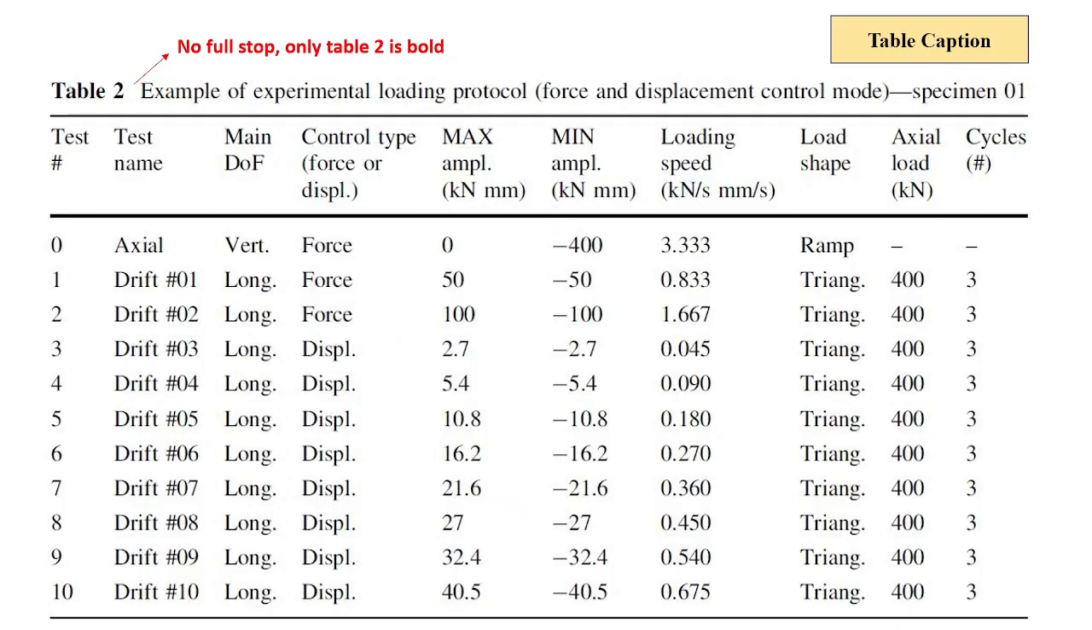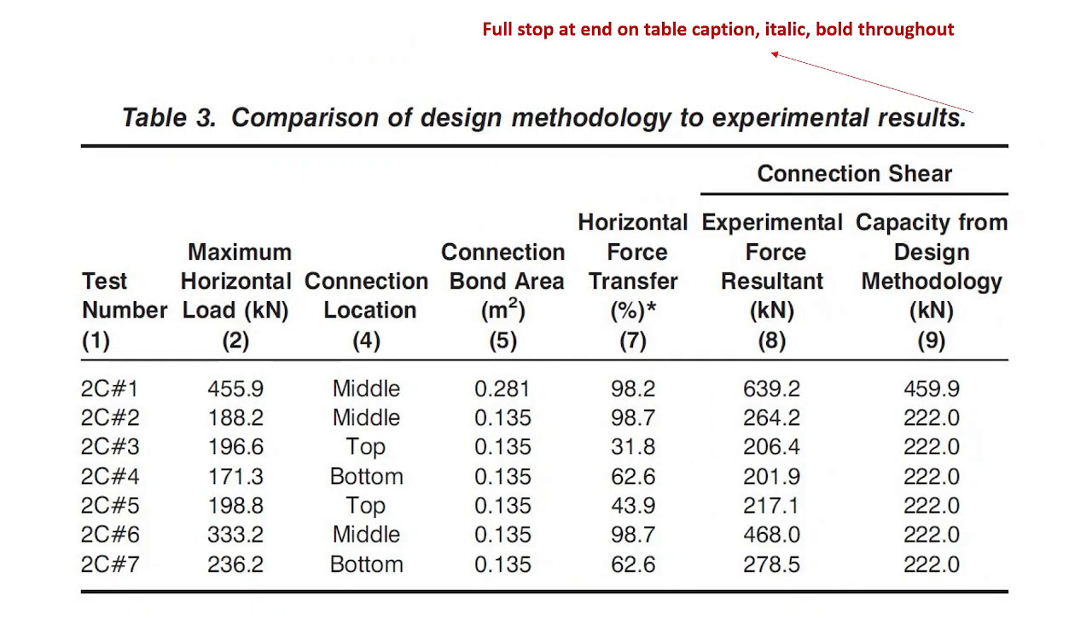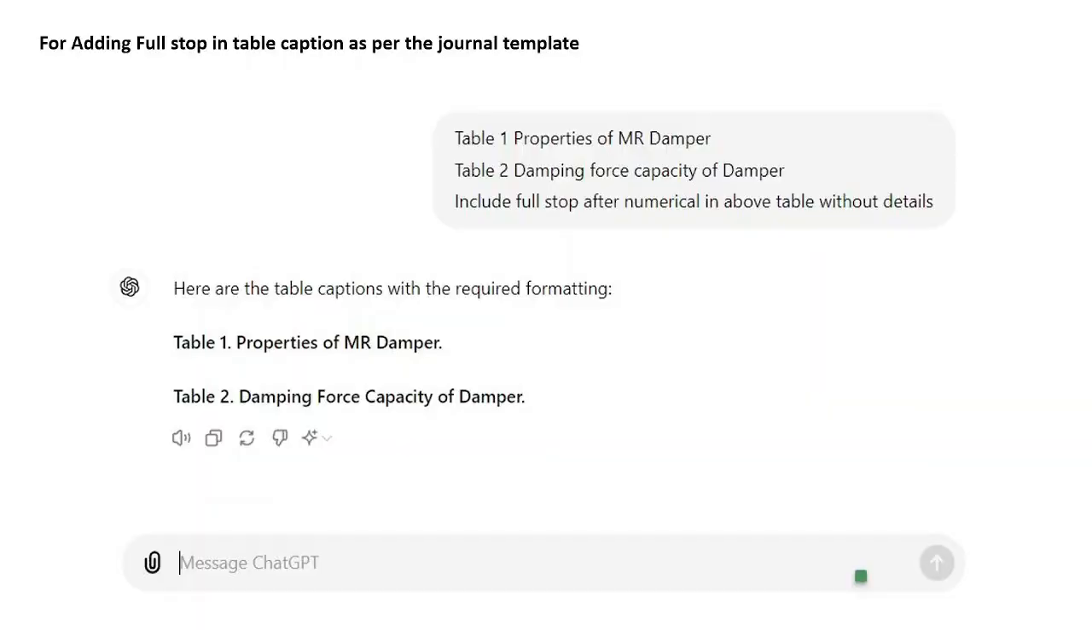Now table caption. You can see this table caption as Table 2, Table 1, right? The Table 2 is in bold and there is no full stop next to the 2. And here you can see after Table 3 a full stop is mentioned. At the end of the title you have the full stop, and it is in bold italic. So these small template formats are very important. Now I have the table caption, so I am requesting the AI tool to add the table caption with the required formatting. Based on the format it properly changed it.